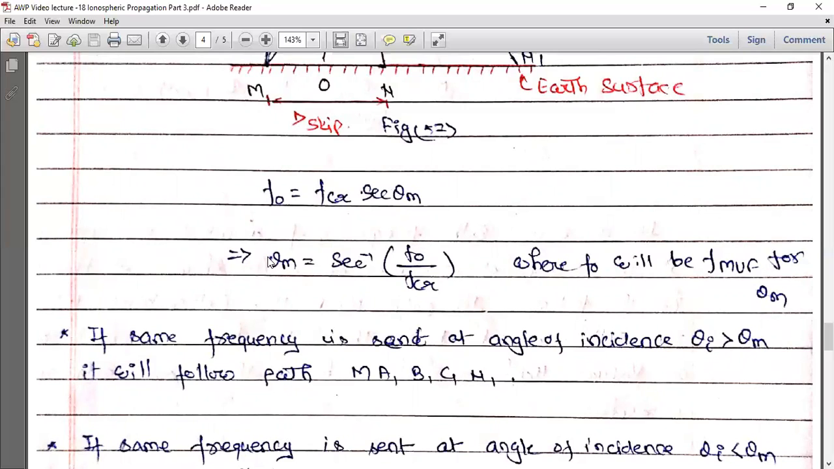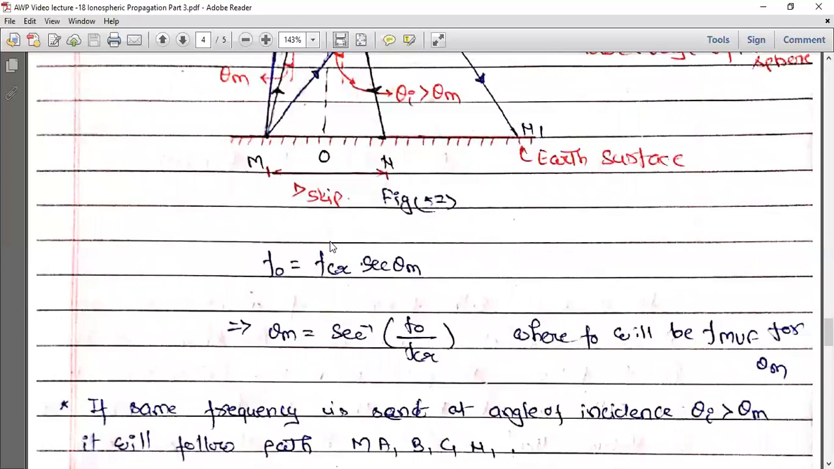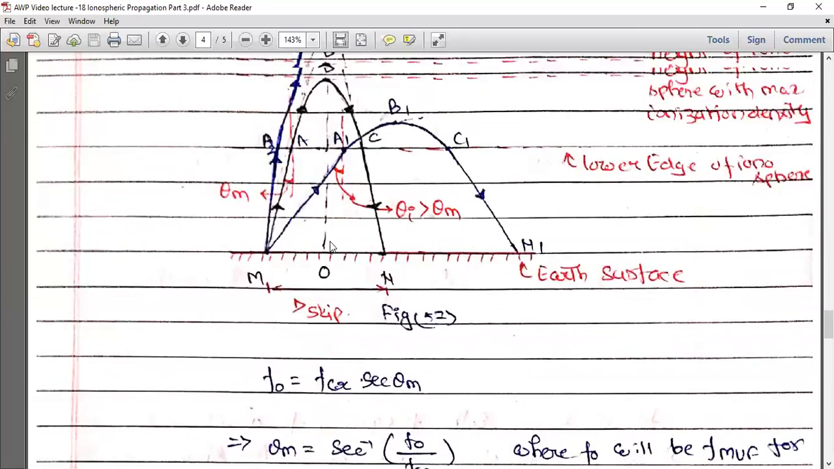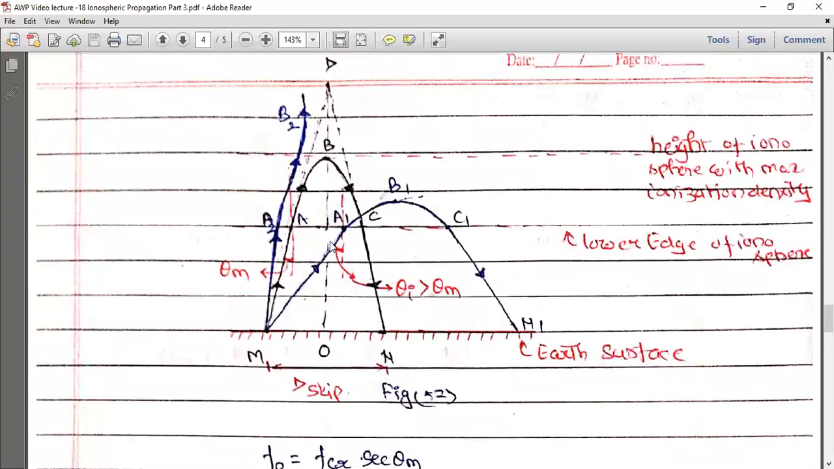What is the meaning of this expression? It says that if you know the critical frequency of the ionosphere, then for any given frequency, you can easily find the minimum angle of incidence for which the wave will reflect back. You can see this in the figure.